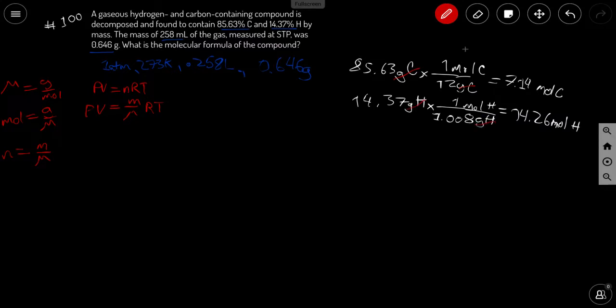And the next step is to find our empirical formula based on this information. So I'm going to write carbon with the subscript of 7.14, and hydrogen as well with the subscript of 14.26. Divide both by 7.14. That will give me CH2. So this is our empirical formula.